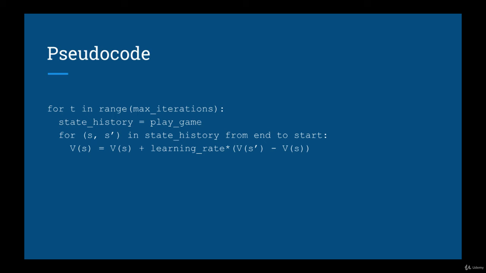So in pseudocode, it might look like this. We loop through the maximum number of iterations, we play a game, we get the state history from the game, and then we loop through the state history and we run through the update equation.